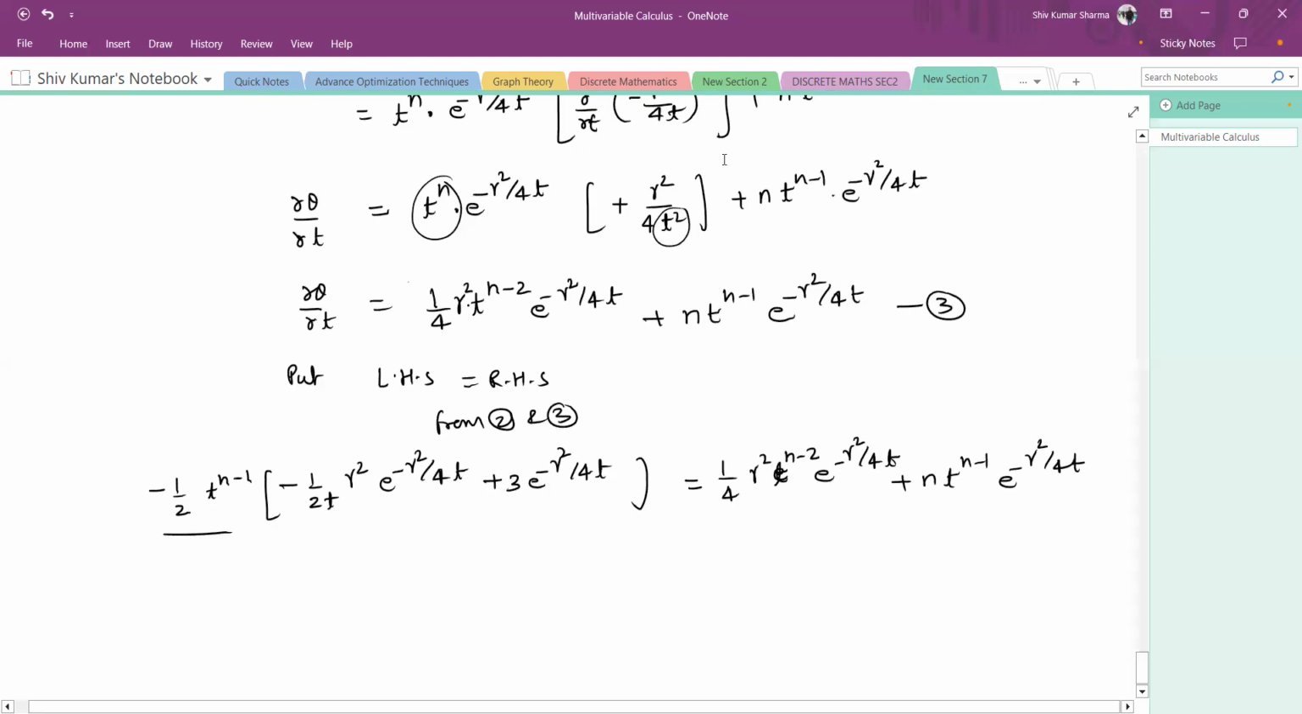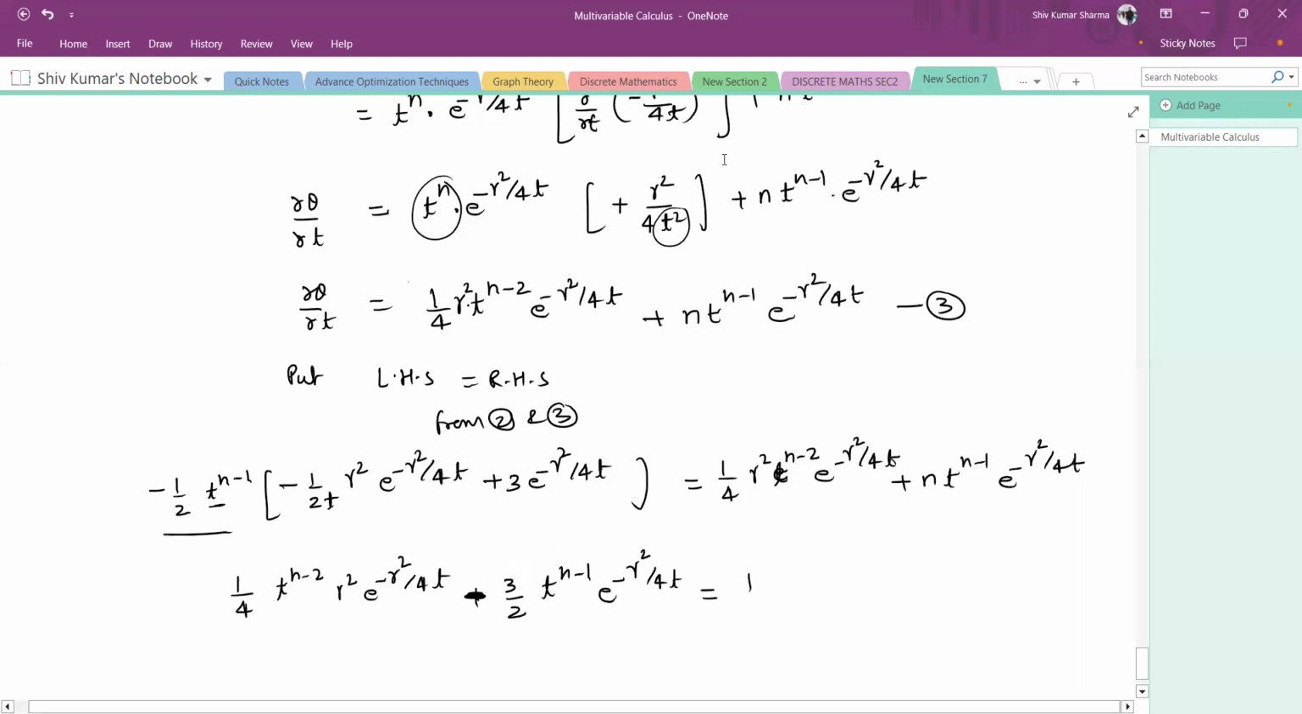So minus minus is plus. So 1 by 2 into 1 by 2, that is 1 by 4. Here we have the power t raised to the power n minus 1 upon t. So this gives us t raised to the power n minus 2 into r square e raised to the power minus r square upon 4t, plus. This is plus sign, but here we multiply by minus sign, so this gives us negative sign. So this equals minus 3 by 2 t raised to the power n minus 1 e raised to the power minus r square upon 4t.